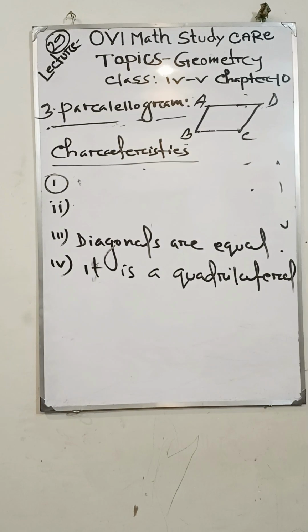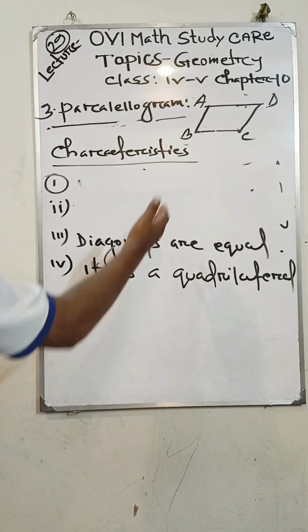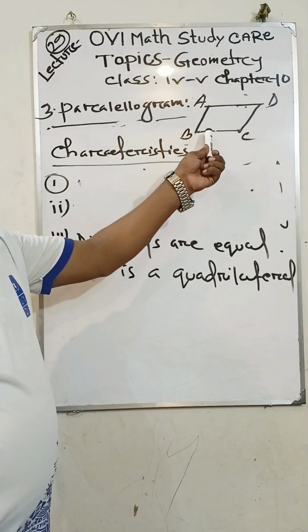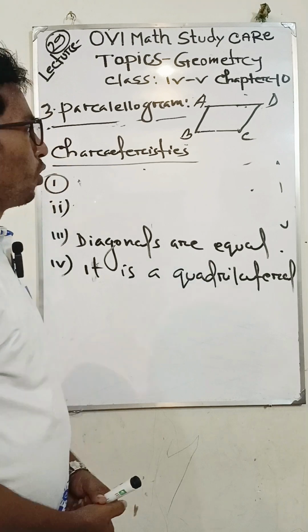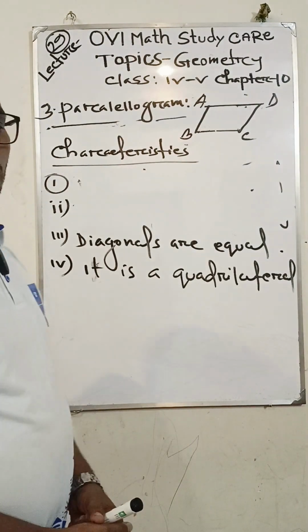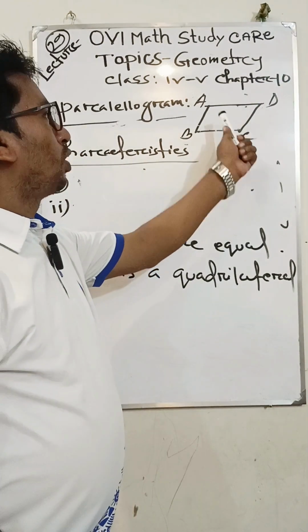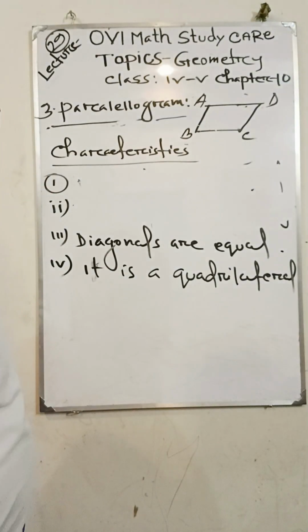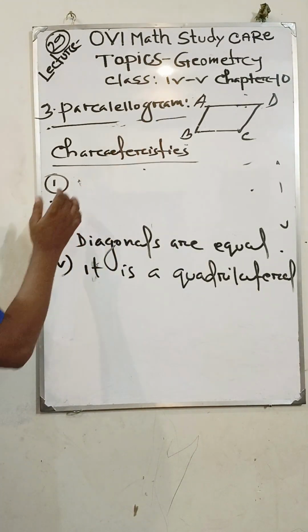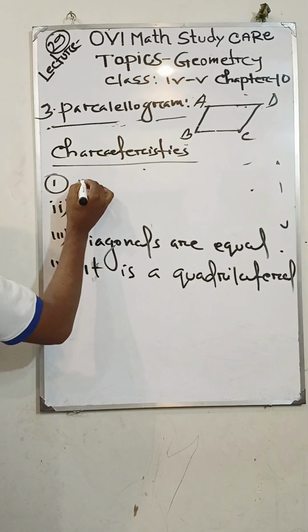Okay, our next figure, dear students, is the parallelogram. What is a parallelogram? A quadrilateral whose opposite sides are equal and parallel is called a parallelogram. The characteristic of a parallelogram: opposite sides are equal and parallel.